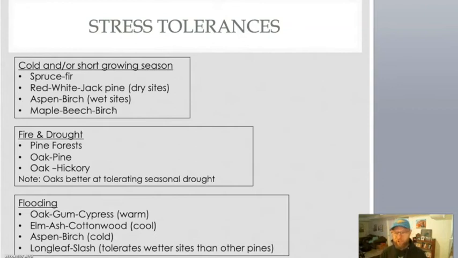Anytime it gets dry, you tend to move to a red white jack pine or maybe one of the oak forests. Anytime it gets a little bit too wet, you might get the aspen birch showing up. And anytime it gets a little bit colder, you get more of the spruce fir.